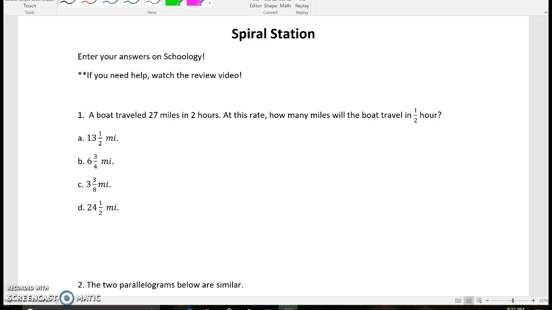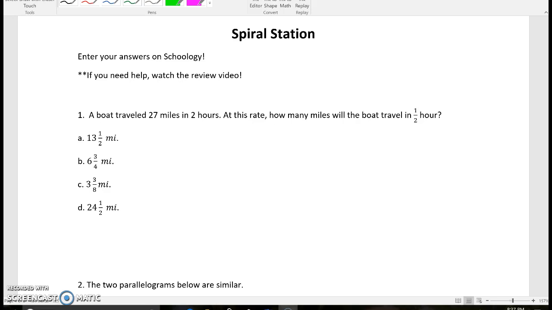Alrighty, everybody. So at the Spiral Station, we're going to do some problems from different topics we've covered this year, as well as our latest topic, similar shapes and figures. So we'll start with number 1. It says, a boat traveled 27 miles in 2 hours. At this rate, how many miles will the boat travel in half an hour?